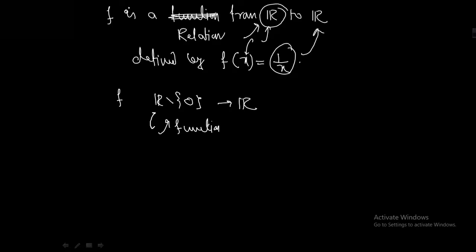Because in this case you are having images for each and every element of the first set, that is R minus 0. Otherwise, this is not a function. Is that clear?